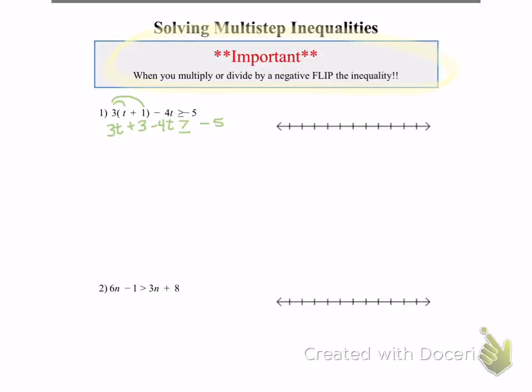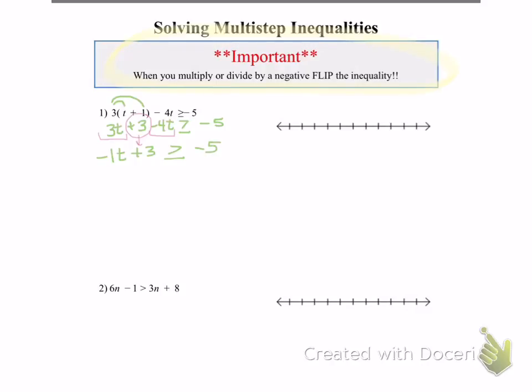Well, my next thing is to combine some like terms. So my 3t is a like term, and my negative 4t is a like term. So we're doing 3 minus 4, which gets us a negative 1t. I can see that there's nothing to combine with this 3, so I just bring it down. So plus 3. I bring down my inequality sign, and I bring down my negative 5.